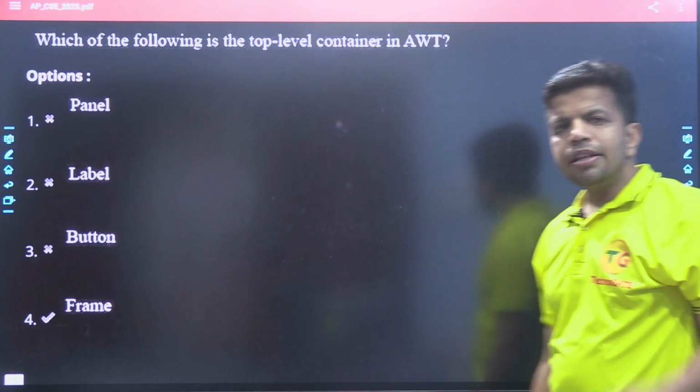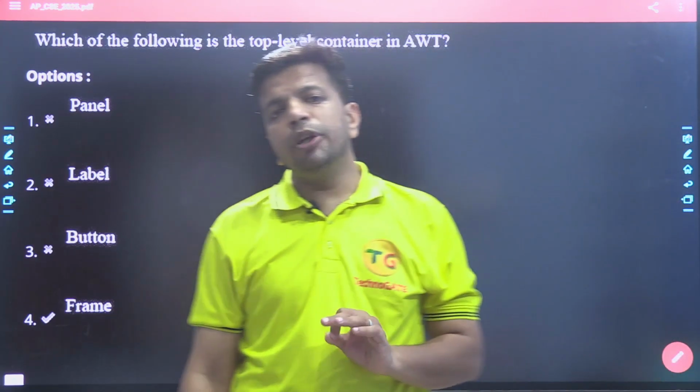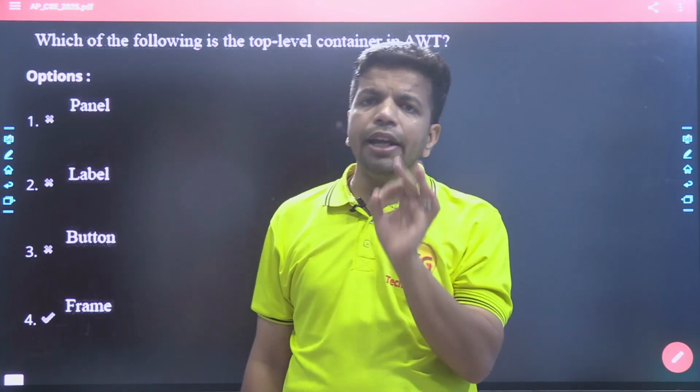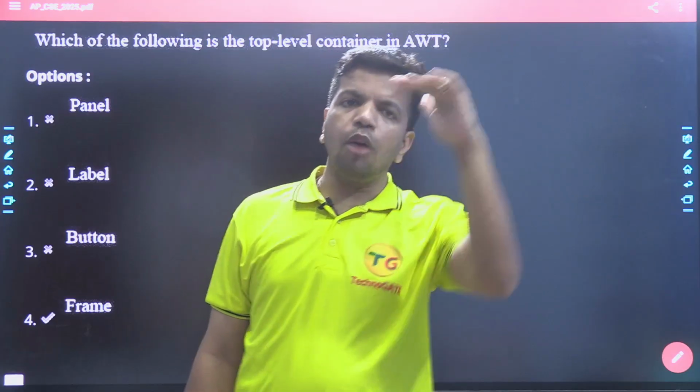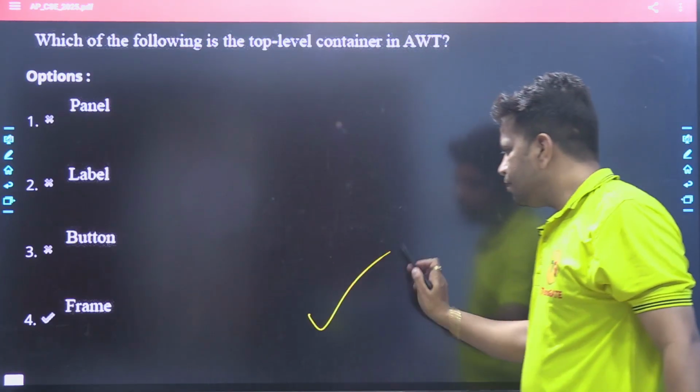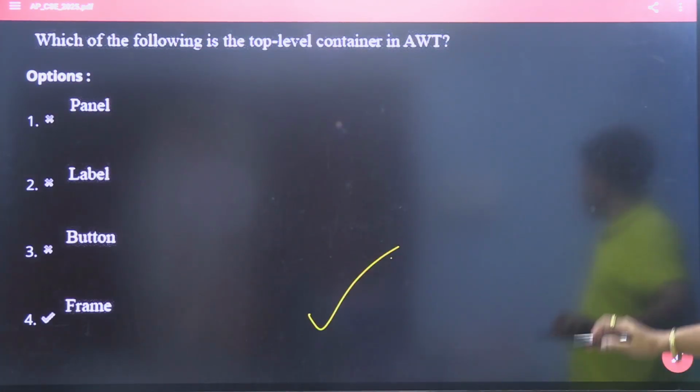Which of the following is a top level container in AWT? So the top level container in AWT is what? It's a frame. Frame is a top level container. So frame is your answer.